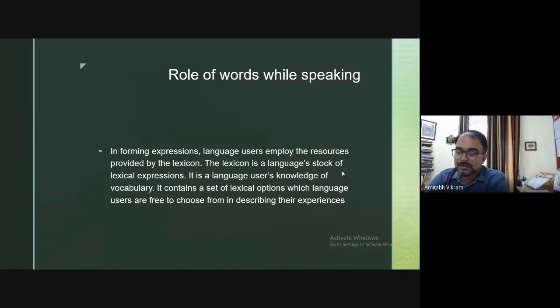So what are lexical expressions? We have lexicon, for example, happy. And what are lexical expressions? The words that are related to happy, for example, unhappy, happiness, happily, unhappiness. All such are lexical expressions which are associated with the word happy. So this is the difference between lexicon and lexical expression.